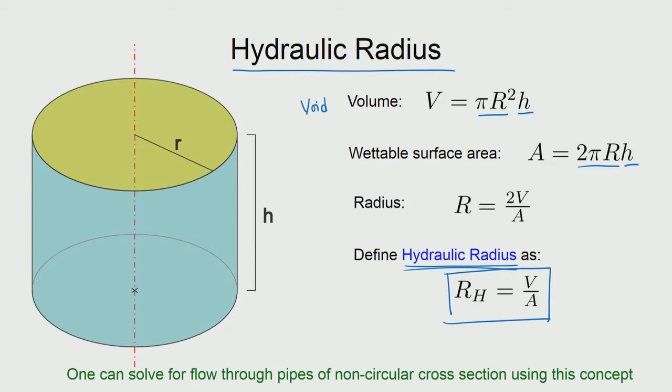Once you have this, non-circular cross sections of tubes can also be handled, and you could then try to see whether the expression that we derived earlier could be applicable when the deviation from the circular cross section is not very much.